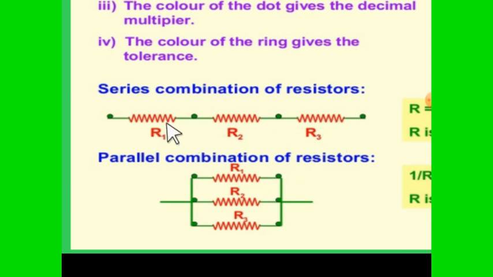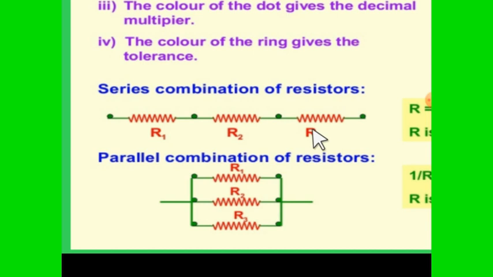Now your resistor will have two ends. If you connect one end of the different resistors at one point, and the other end of the resistors to another point, then that type of connection we call a parallel combination. In the case of series combination, there are some peculiar properties. Now what are those peculiar properties?